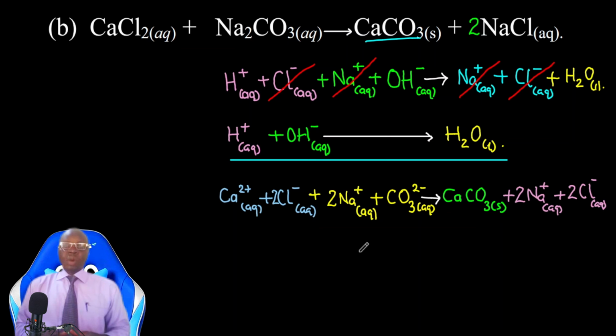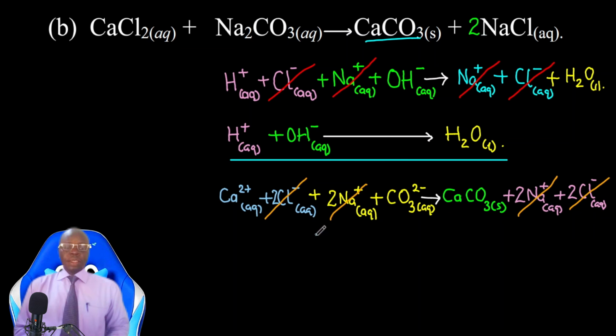Now the next thing we are left with is to identify the common ions on either side of this equation. We can see that chloride is common on both sides, so we have also sodium that is common on both sides, and these are the only 2 cations and anions that will cancel.